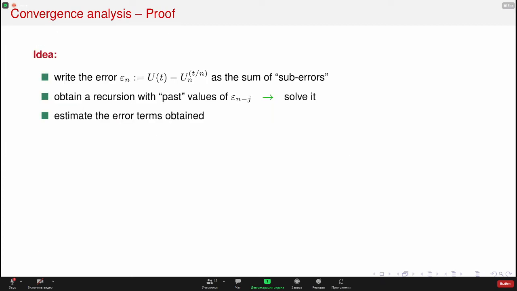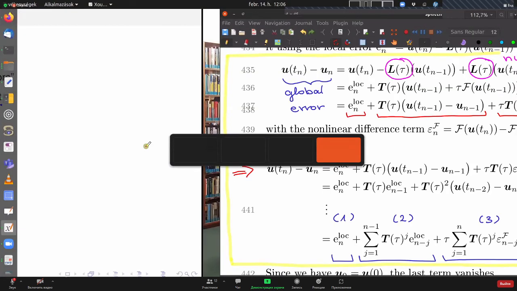The idea was to write the error, so this was the error inside the norm, the exact solution minus the numerical solution, as the sum of some sub-errors. And then we obtain a recursion with the past values of this error. We solve the recursion, and in the solution of this recursion we have some error terms, and these error terms we have to estimate. So more precisely, this looks like this.